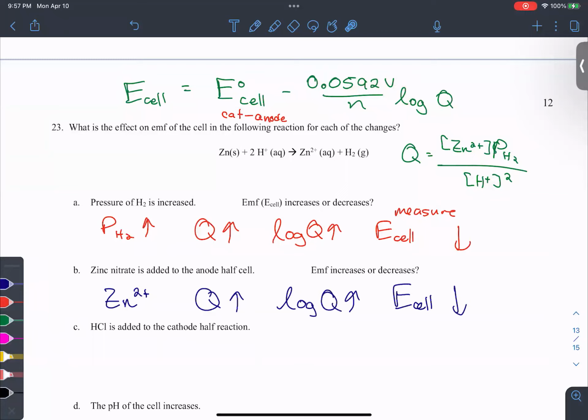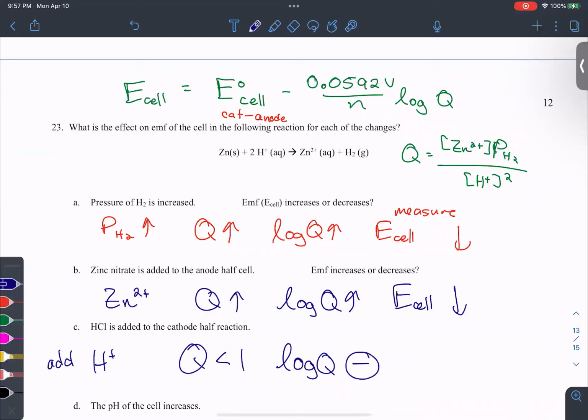Okay. What if we add HCl to the cathode half reaction? So this time we're adding H+. How does Q change? It decreases. So if Q is less than 1, log Q is actually a negative number. And so if log Q is a negative number, cell potential actually goes up, right? Because if you subtract a negative number, cell potential becomes more positive.